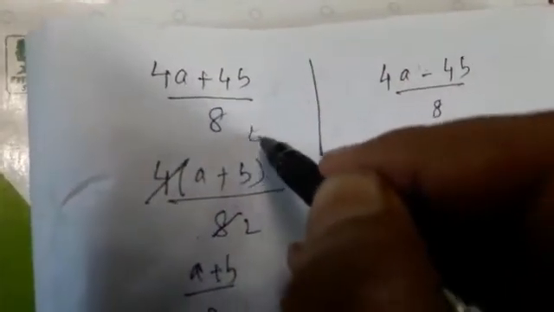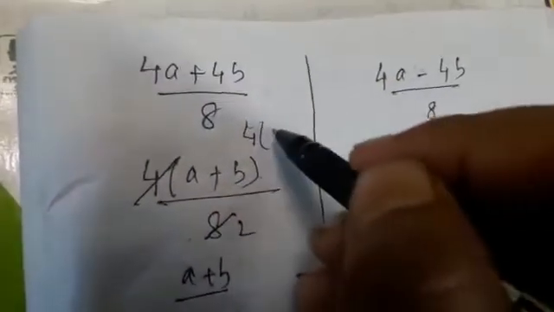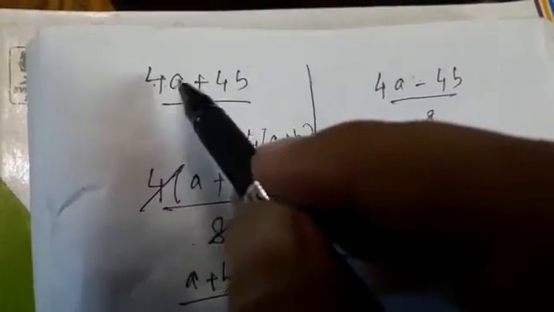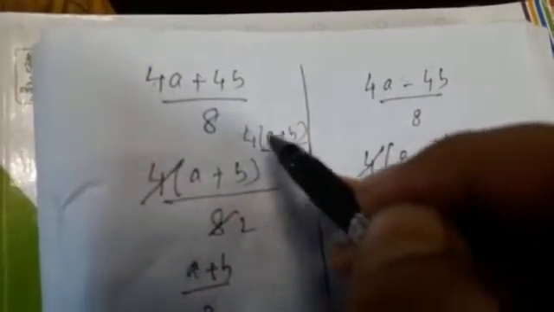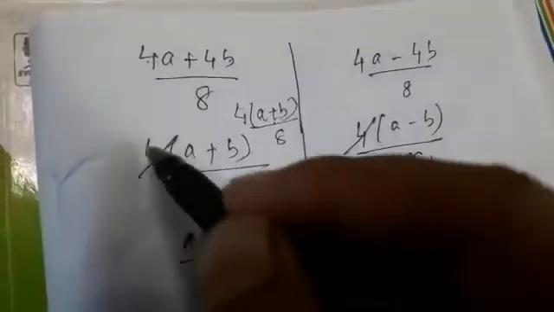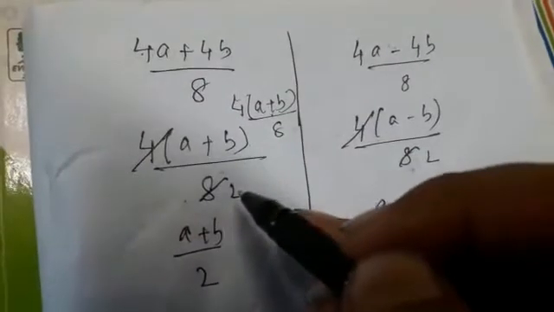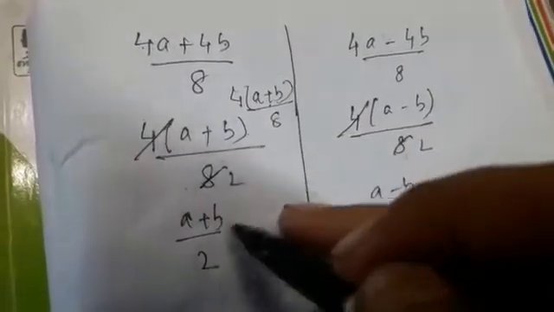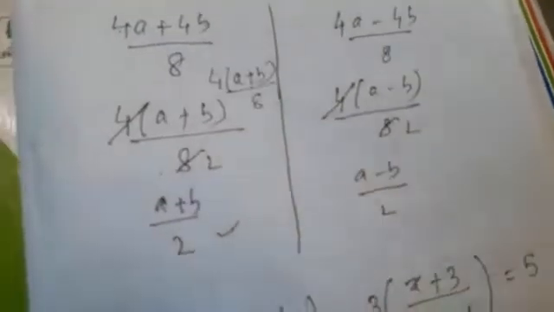Now again from here you can take 4 common from the numerator. You will be left with (a plus b) by 8. Taking 4 common from the numerator, you are left with a from this term, right, plus b from this term. So you got 4(a plus b) by 8. Now you cancel this 4 and 8, you will get 2 here. 4 2s are 8, 2. So your final answer is (a plus b) by 2. This is your one root.